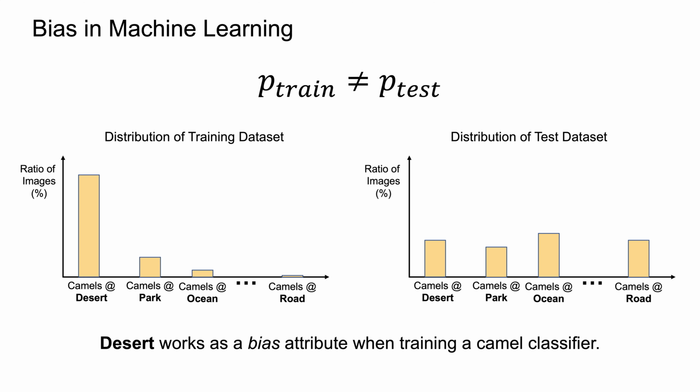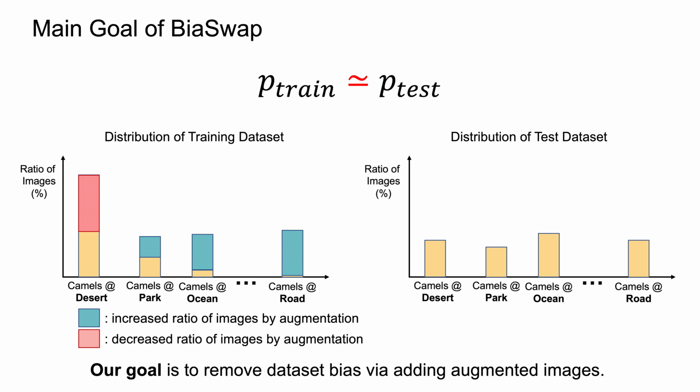Therefore, desert works as a bias attribute when training a camel classifier. And the classifier trained on the biased dataset does not generalize to the unbiased test dataset, which has a different distribution. In this work, our main goal is to remove such dataset bias by providing additional augmented images during training.